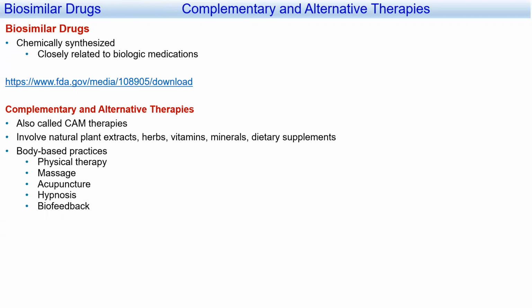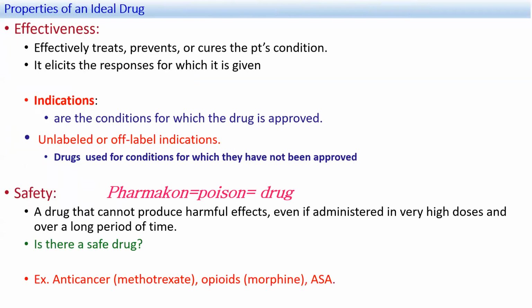The CAM therapy, or complementary and alternative therapies, we call them CAM therapies, and they involve all the natural plant extracts, herbs, vitamins, minerals, dietary supplements, and there are too many body-based practices: acupuncture, hypnosis, massaging, physical therapy, biofeedback. All these are different types of CAM therapy interventions.